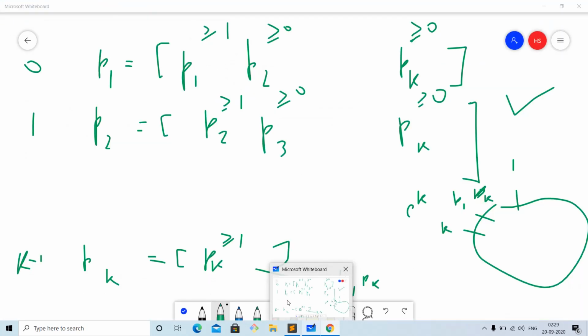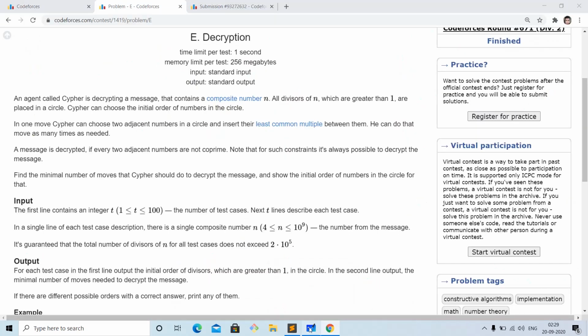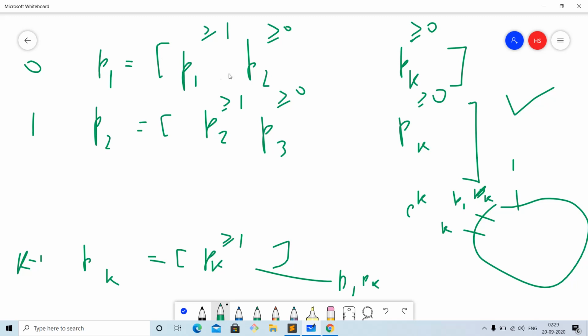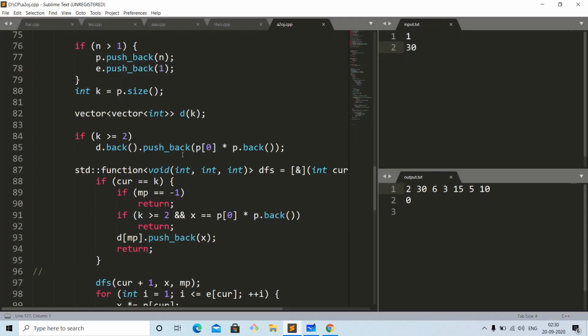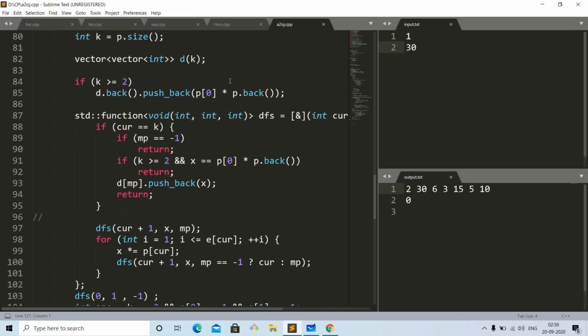Corresponding to p1 we will have d0, which will store all the numbers of such kind in which p1 will definitely be there, except this number p1 into pk, whereas in d1 we will store all the numbers in which p2 will definitely be there, and in dk minus 1 we will store all the numbers in which pk will definitely be there, and also this p1 into pk number will be there. So we will push that already in the final d k minus 1. P0 indicates p1 in our explanation, right?